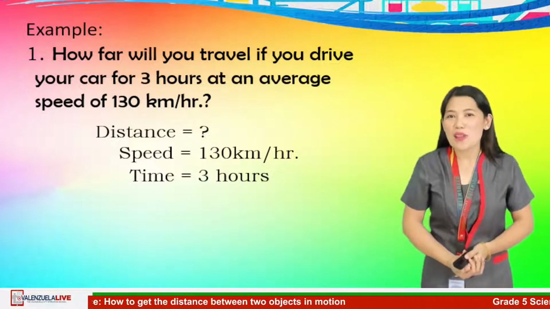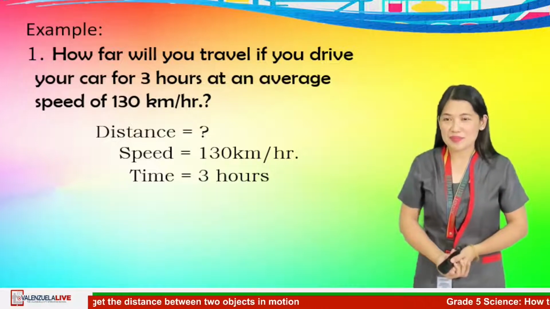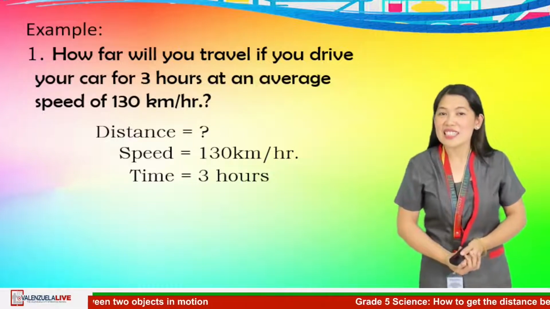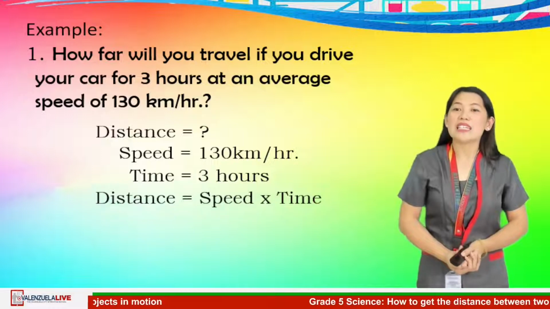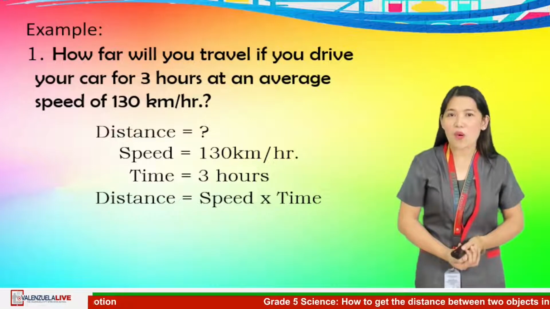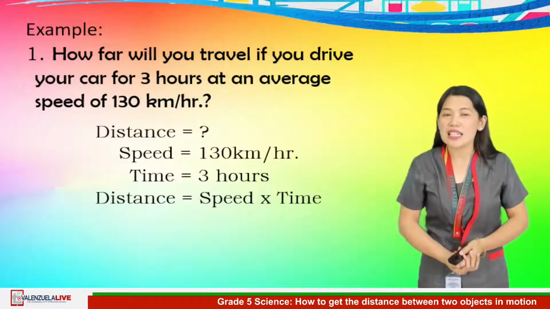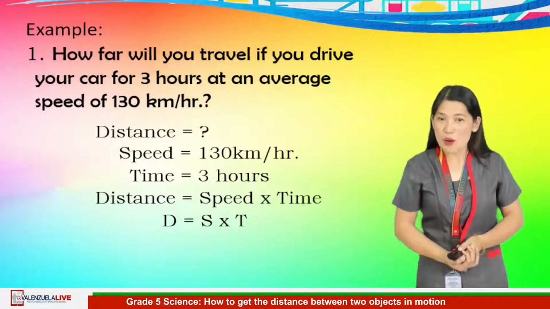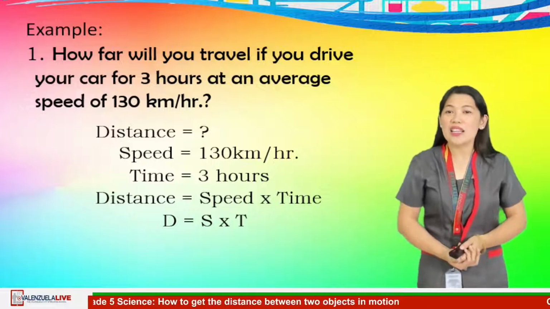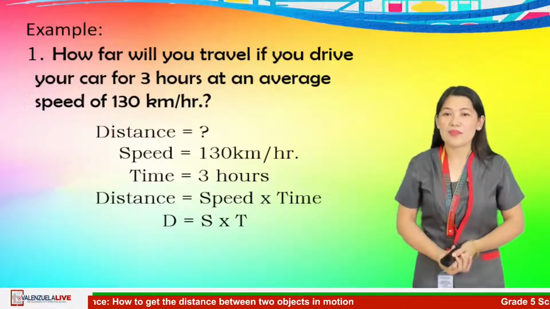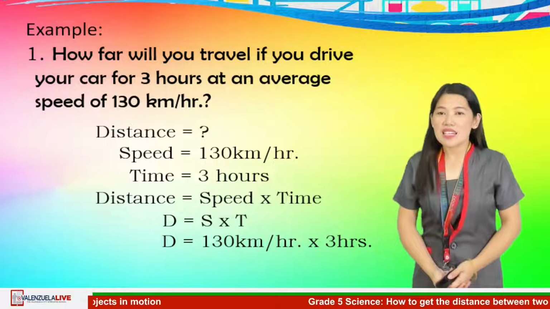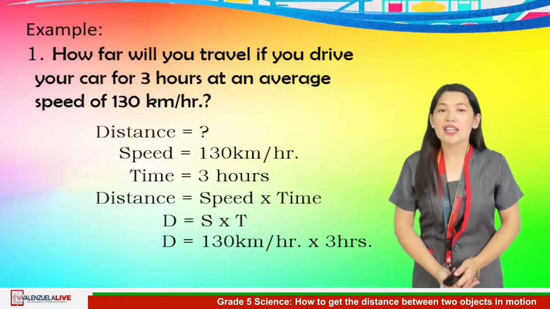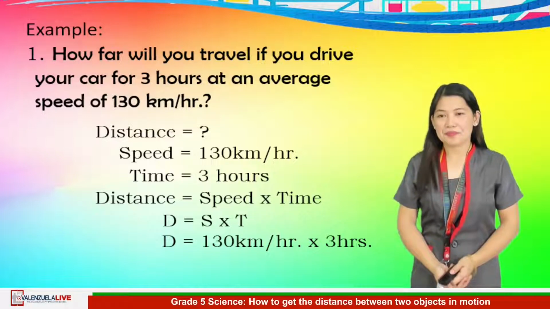What is the formula for distance? Very good. The distance is equals to speed times time, or in short, d is equals to s times t. That is the formula for distance. So, let us solve now. D is equals to 130 kilometers per hour times 3 hours.